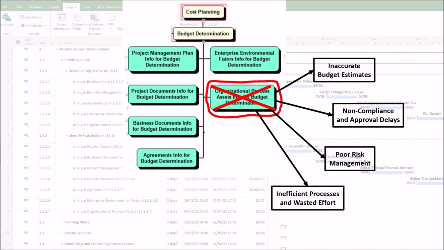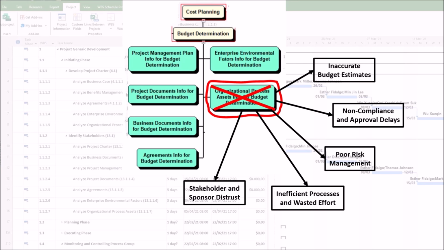4. Inefficient processes and wasted effort. First, reinventing the wheel. Teams waste time creating budgets from scratch instead of leveraging existing templates. Second, stakeholder misalignment. Inconsistent reporting formats confuse stakeholders, eroding trust. For example, a project manager designs a custom budget report, but stakeholders expect the organization's standard format, leading to rework.